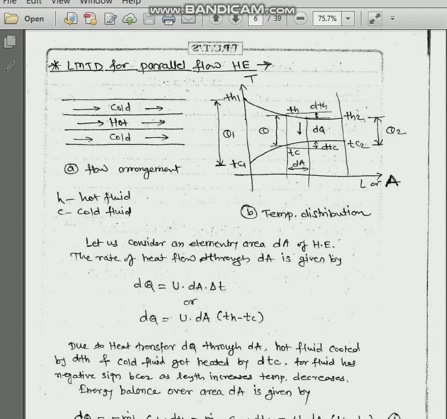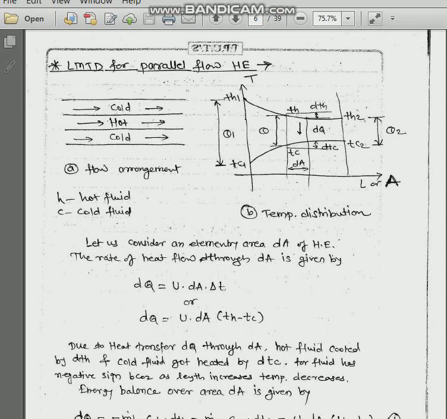As you can see, in the diagram, H stands for hot fluid, whereas C stands for cold fluid. Now talking about TH1, TH1 is the temperature of hot fluid at the inlet. TH2 is the temperature of hot fluid at the outlet. Same for TC1 and TC2. That means TC1 will be the temperature of cold fluid at the entrance or at the inlet, whereas TC2 will be the temperature of cold fluid at the outlet.